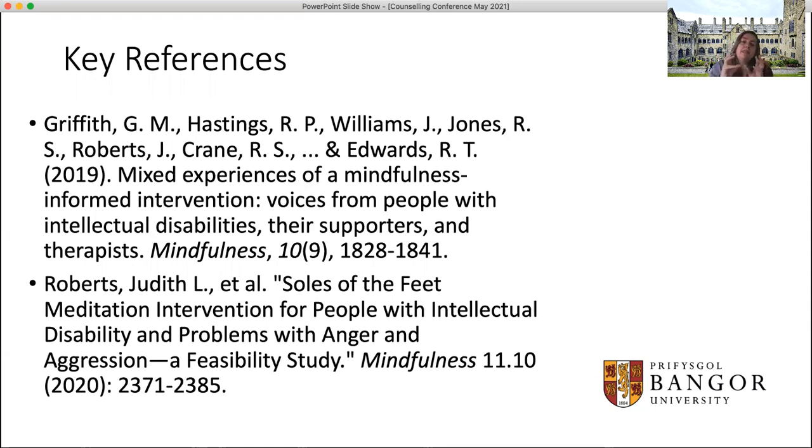Now, on this final slide, I've got some key references that you might find useful. The first reference relates to the project group and Gemma Griffith, who works for the Centre of Mindfulness Research and Practice at Bangor, and was a key member of the research team. She took the qualitative data that we had, and it's really interesting to have a look at the qualitative feedback that was given in terms of the benefits that arose from Soles of the Feet for this population. And then the feasibility study was published last year, and the reference is there if you have any interest. Do get in touch if you have any questions. I'd be happy to help.